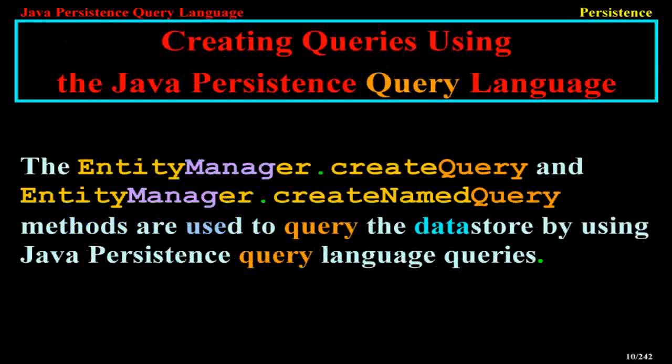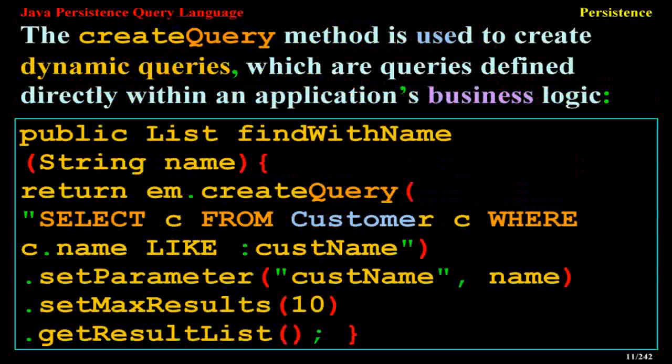Creating queries using the Java Persistence Query Language. The EntityManager createQuery and createNamedQuery methods are used to query the data store by using Java Persistence Query Language queries. The createQuery method is used to create dynamic queries, which are queries defined directly within an application's business logic.